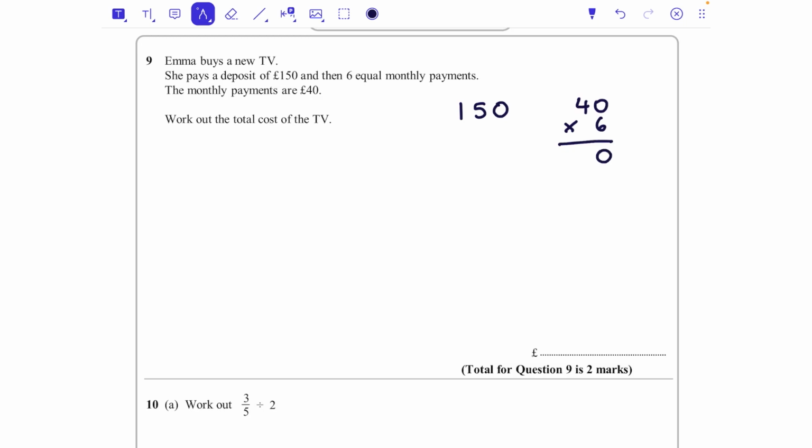6 times 0 is 0, and 6 times 4 is 24. So I've got £240 from the monthly payments, and we've also got £150 that she paid on the day that she committed to buy the TV. Adding that together, in total, she has paid £390. So that must be the cost of the TV.